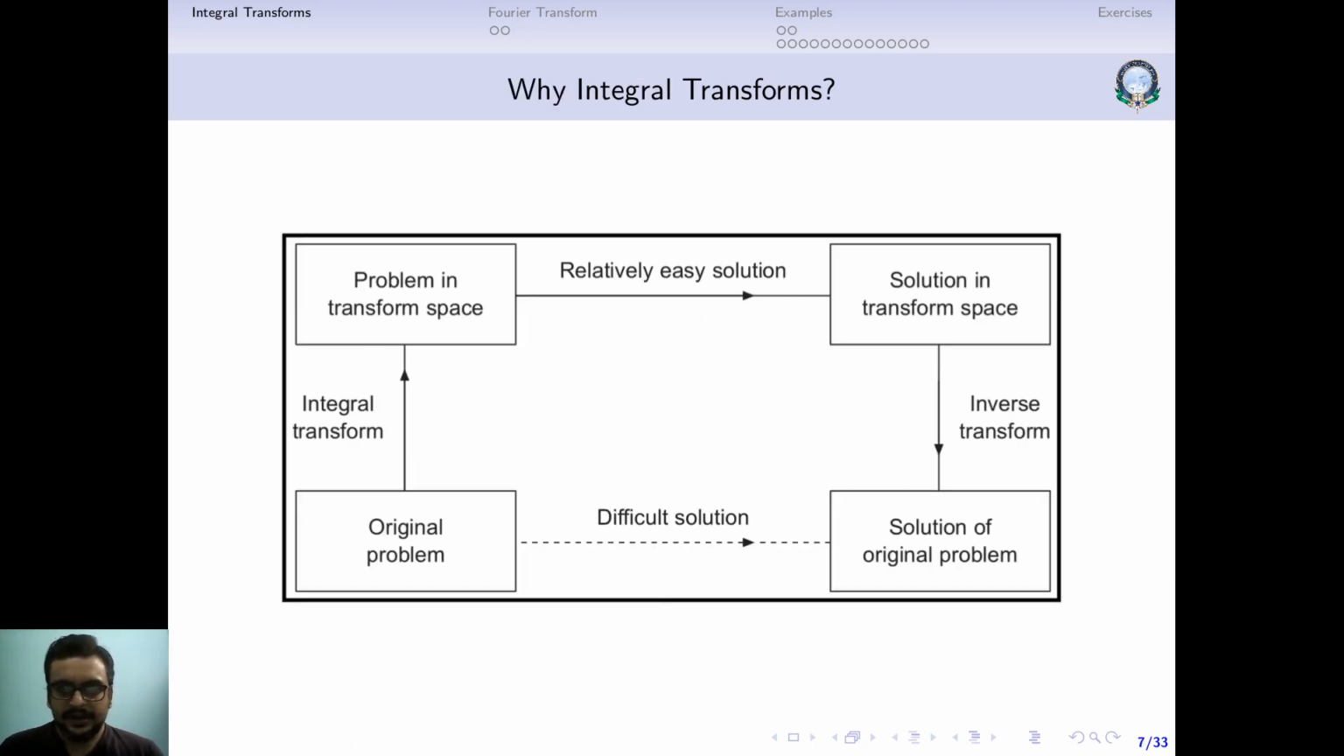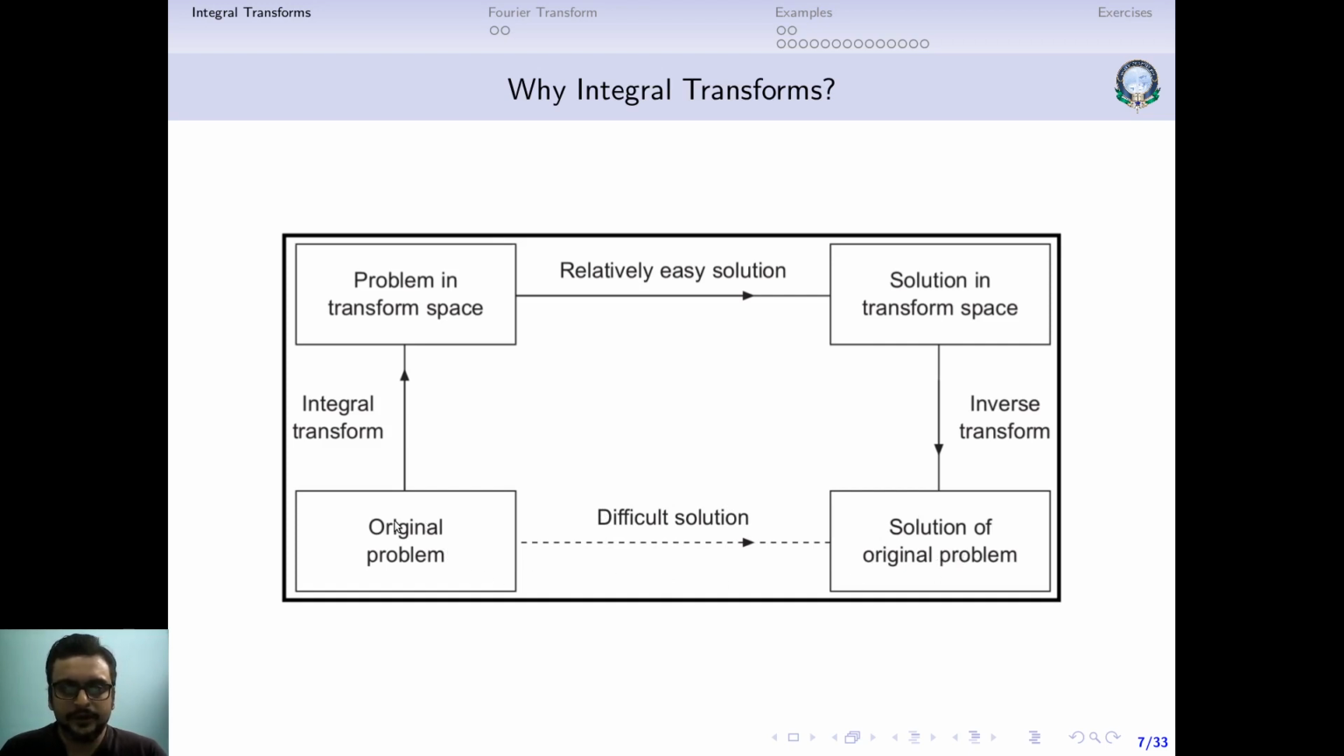Okay, so now the next question is, why do we need to study integral transforms? This is a useful diagram which I've just picked up from Arfken's book. Let's say I have an original problem which has a very difficult solution. You want to solve this, but solving it is a very, very tedious process. Okay, you could solve this. It's not that it's unsolvable. You could still solve this, but it's going to be extremely tedious before you reach the solution of the original problem. So in that case, what do we do?